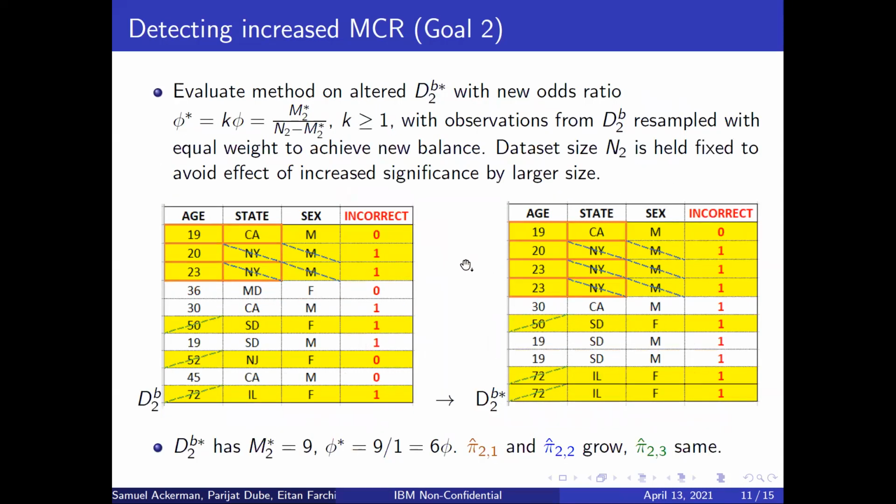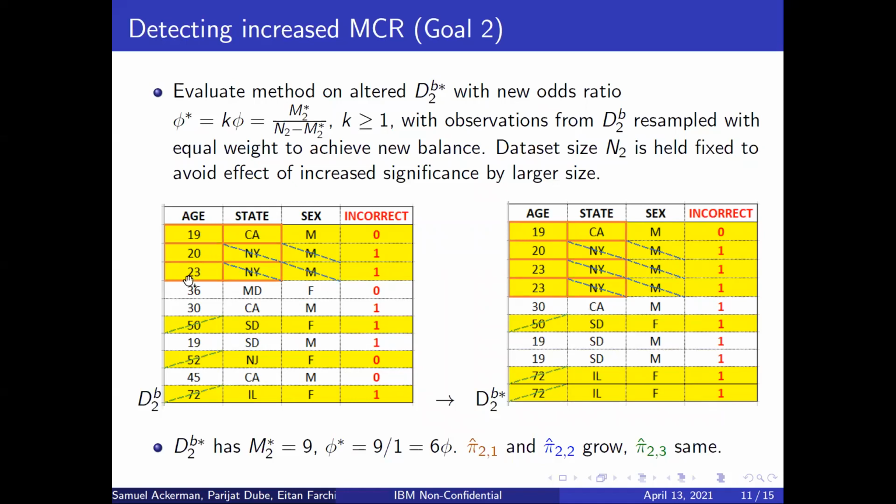The way we evaluate the method is by creating altered test data sets, D2B star, with a new higher odds ratio. It'll have an odds ratio of 5 star be k, a constant multiple k of the original odds ratio, where if k is bigger than 1, it means the MCR is increasing. And we resample observations from the test data set so that the altered one has the desired MCR.